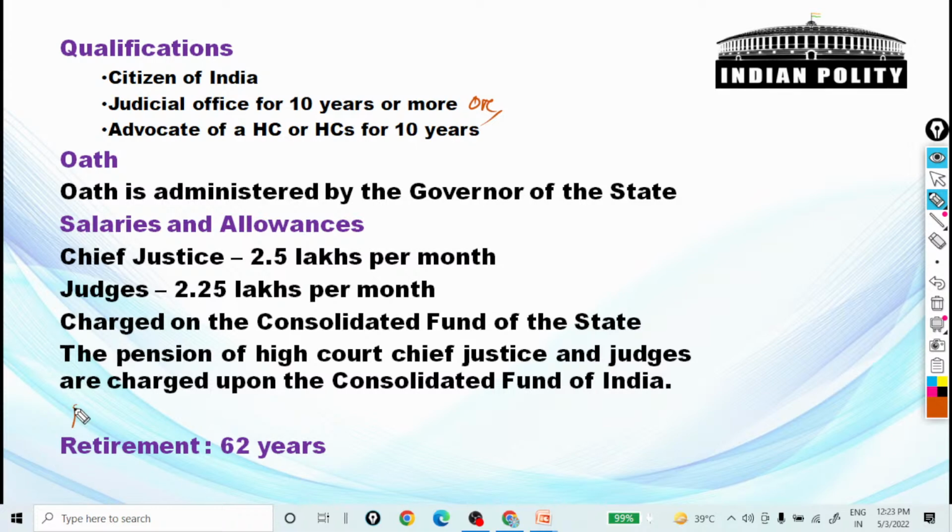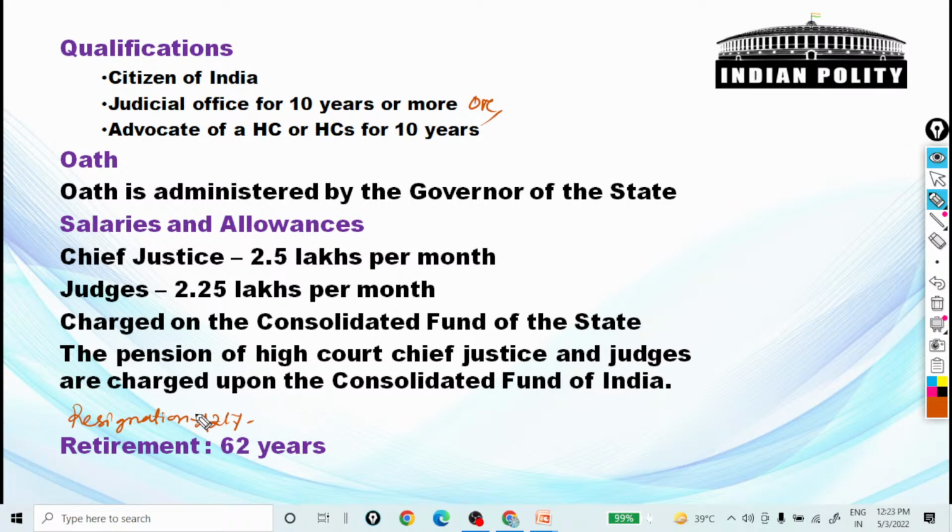Then you can consider resignation, that is under Article 217. They can resign to the President, in writing, by writing under their hand addressed to the President. So that is called resignation. And the security of tenure is there.